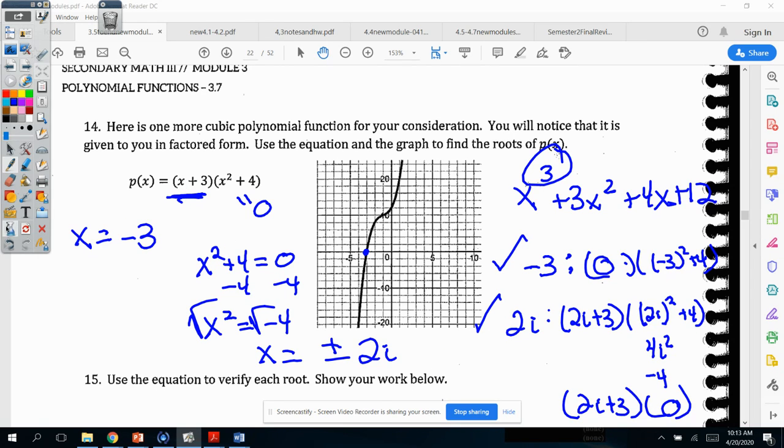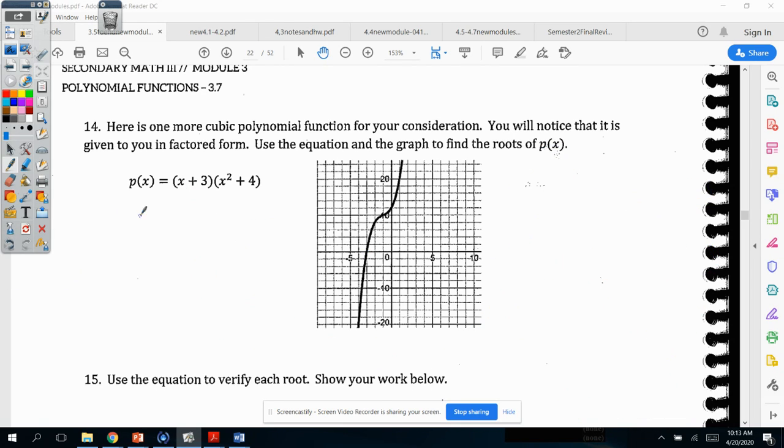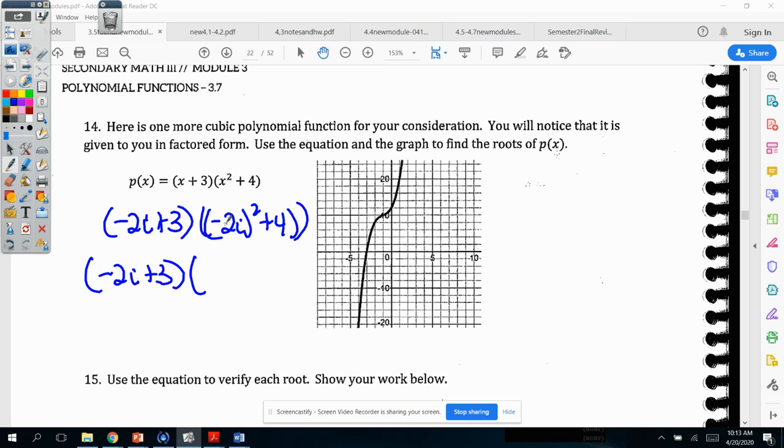-2i I could plug in as well. Plug it in here. -2i plus 3 times -2i squared plus 4. -2i plus 3. That will be 4i squared again, plus 4, which is -4, plus 4, which is 0. So it also is going to equal 0.